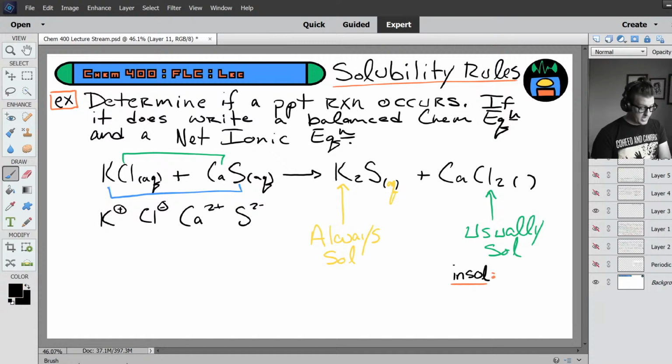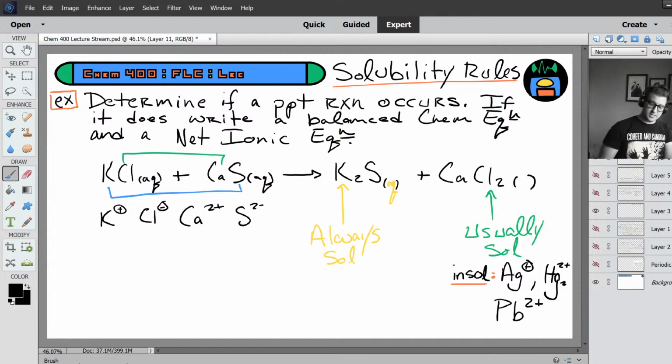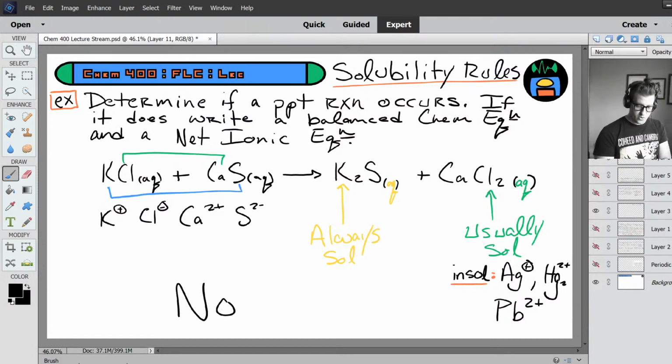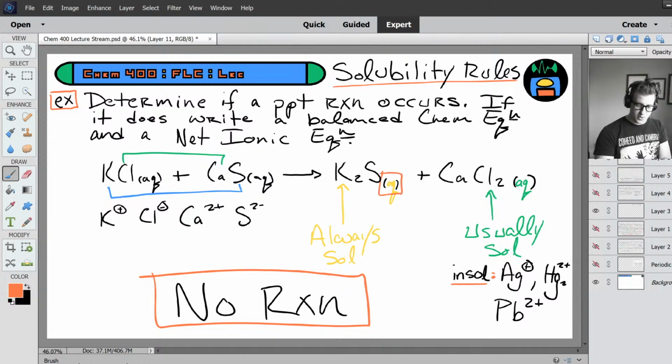It is insoluble when it's paired with silver 1, mercury 1, or lead 2. Because calcium is not on that list, calcium chloride is aqueous, and therefore we have no reaction. No reaction occurs because both potential products are not products at all. They're just in the aqueous phase.